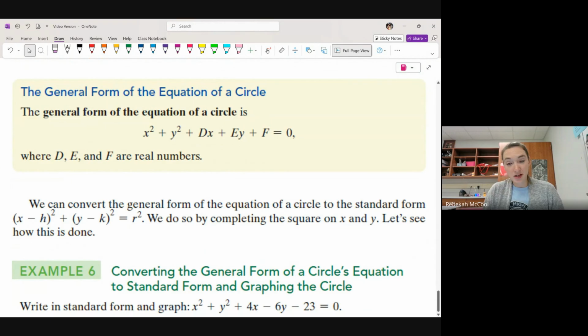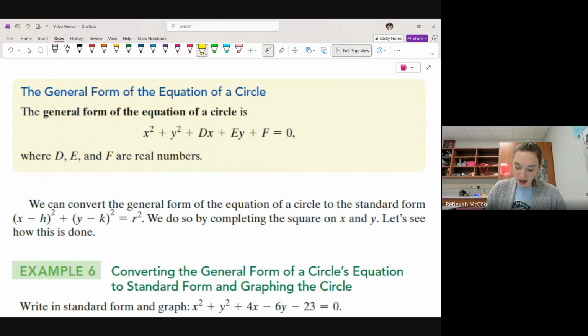So not only do we have standard form for a circle, we also have the general form. But like most general forms, it's not really useful on its own. It's just a different way we can write it. So our general form here has our quantities being expanded out and set equal to 0. So on its own, it's not really useful. So what we're going to do is convert this back into standard form.